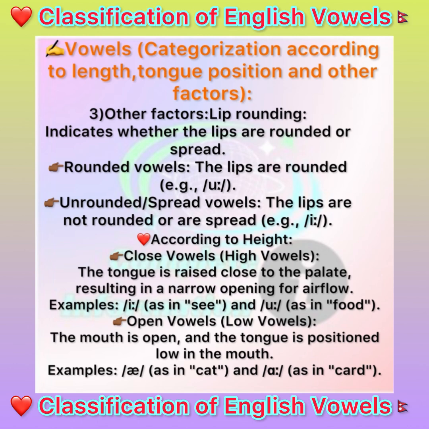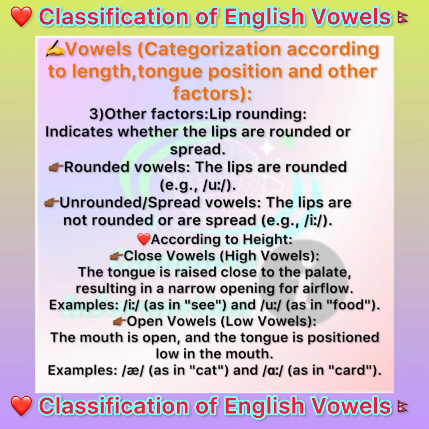These are vowel sounds in English according to their categorization. Number 3 is other factors. In this, the first one is lip rounding. It means how our lips are rounded or spread. In lip rounding, there are two types of vowel sounds. First one is rounded vowels. The lips are rounded, for example U. Second one is unrounded or spread vowels. The lips are not rounded or are spread.